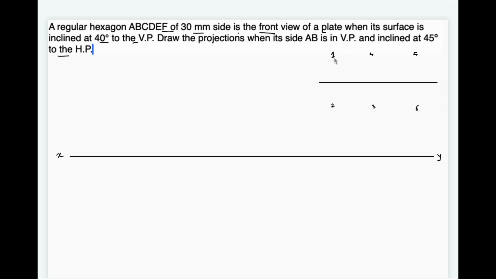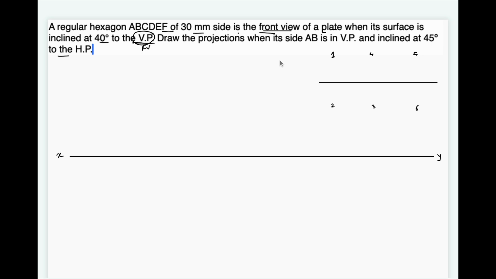Why I have drawn step number 1 in front view? Because it's the front view of a plate when its surface is inclined to VP. So plane is inclined to VP. To draw the basic view, we need to make it parallel to VP. So the first step is going to appear in VP, that is in front view. So first step from front view, second, third, fourth, fifth, sixth.